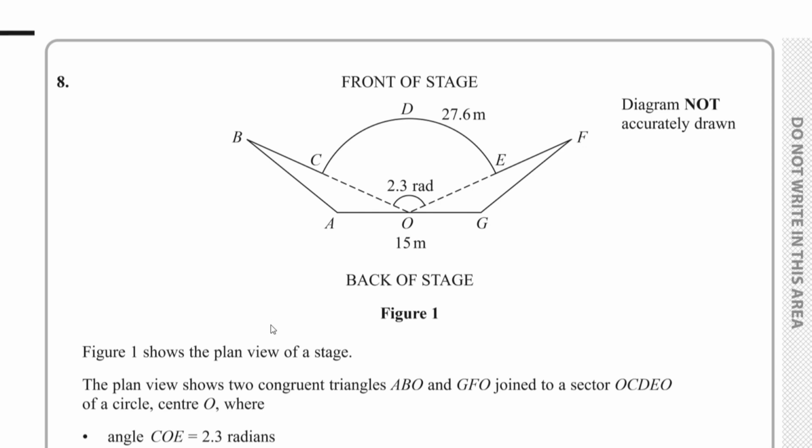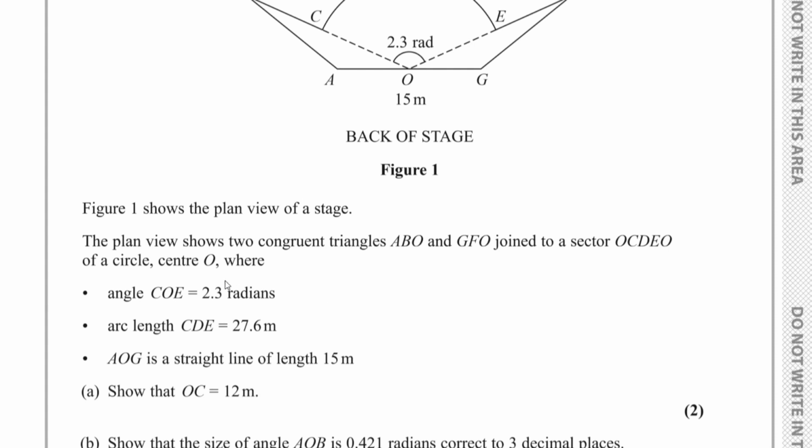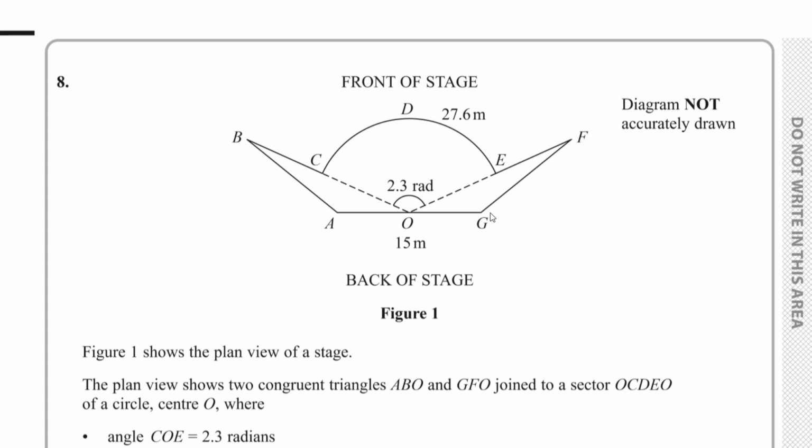Question number 8. Figure 1 shows the plan view of a stage. The plan view shows two congruent triangles ABO and GFO joined to a sector OCDEO of a circle centre O, where the angle COE is equal to 2.3 radians. The arc length CDE is equal to 27.6 meters, and AOG is a straight line of length 15 meters. We see all that information summarized in figure 1.